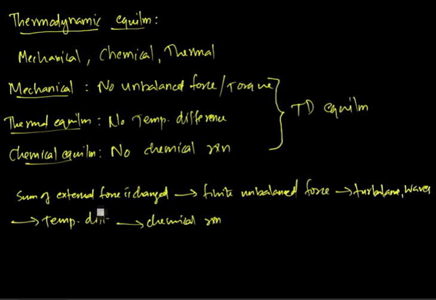So what we are saying is that if the sum of the total external force is changed, it will lead to finite unbalanced forces in the system, which will lead to some turbulence within the system and which may lead to the setup of a wave or some sort of accelerated motions within the system as a whole. This will lead to non-uniform temperature distribution as well as a finite difference of temperature between the system and surrounding.